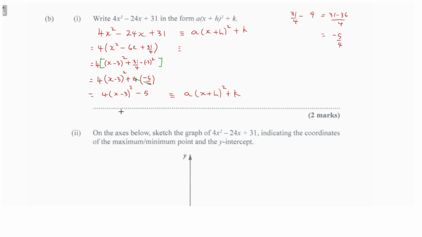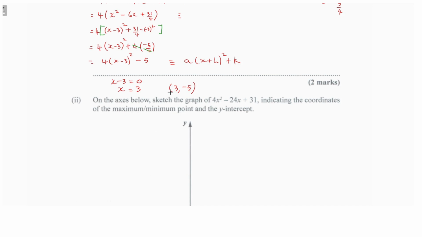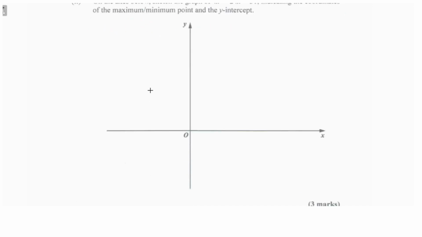Right. It's important to note that the minus 5 here is the minimum value, and we can write the coordinate of the minimum point. What we're going to have to do is to equate this middle bit here to 0. x minus 3 equals 0, and find the value of x. So x here equals 3. So the coordinate of the minimum point is 3, and this is minus 5. So we're going to need this for part 2, for the graph.